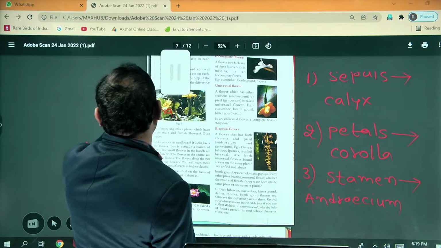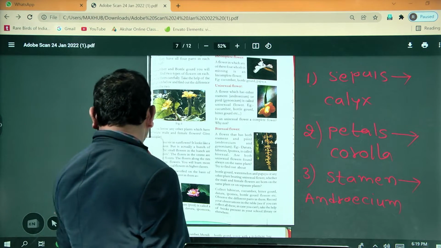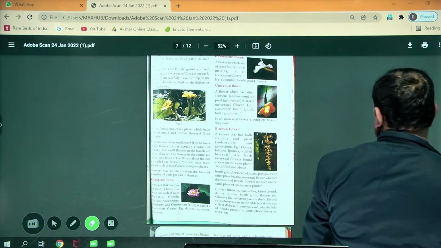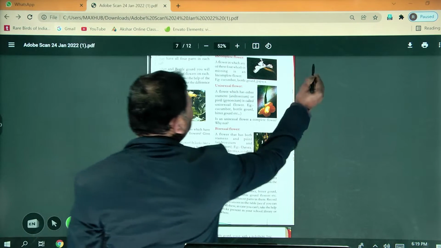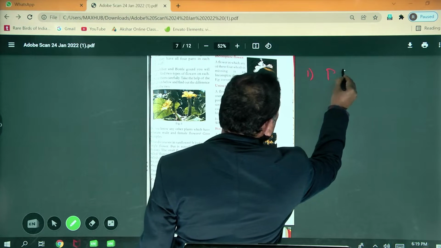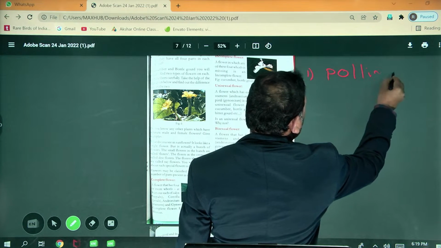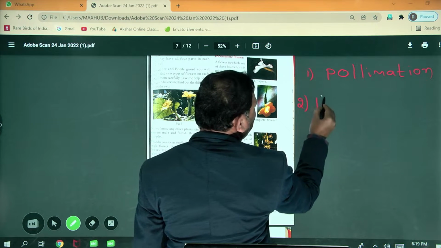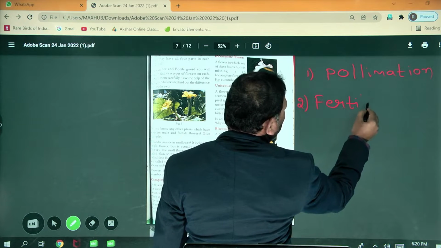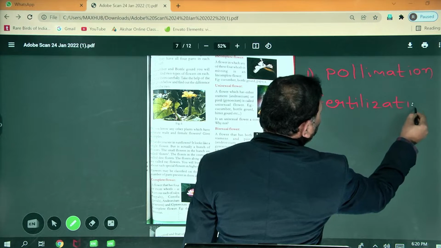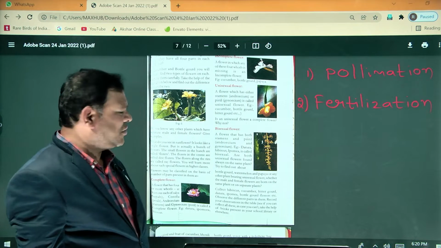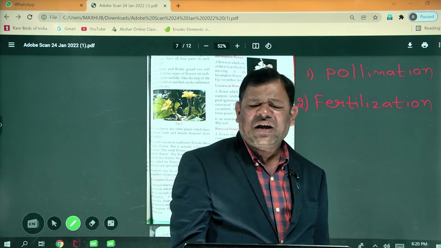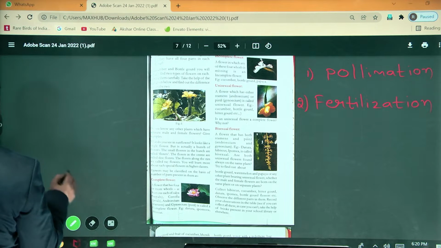Chaitanya? Yes, sir. Now in sexual reproduction, 2 things are very, very important. What are the 2 things? First thing is pollination. Second thing is fertilization. In sexual reproduction, two things are very, very important. One is pollination and the second one is fertilization. What is the meaning of pollination? Already you know very well.